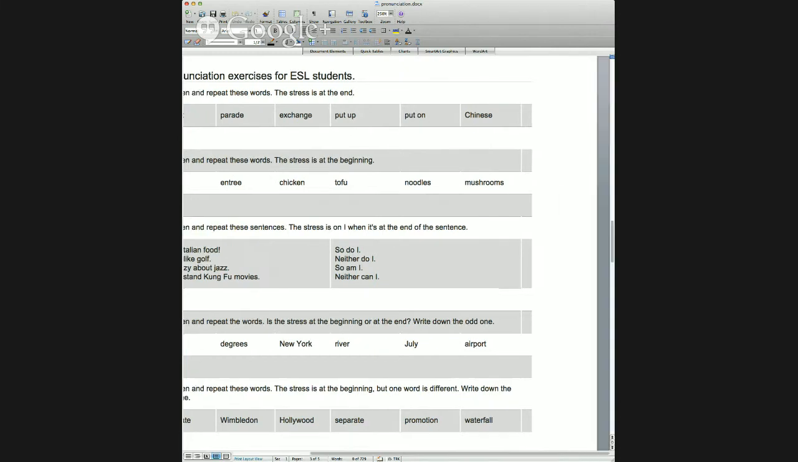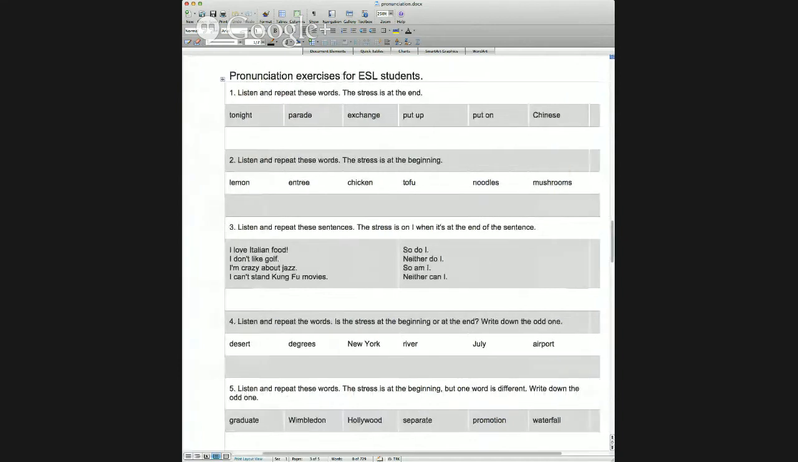So a few things to notice. When we say put in English, if it's followed by another word, this T sound, and this is especially for Americans, we tend to pronounce this as a D. So just put up. Put up. Okay? Good. All right, any questions?